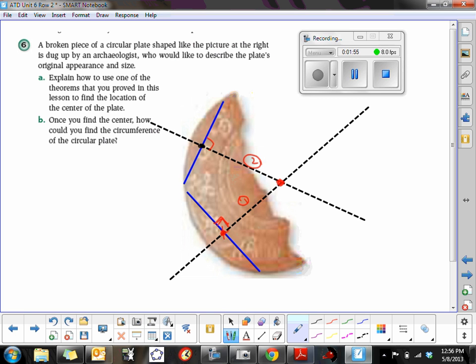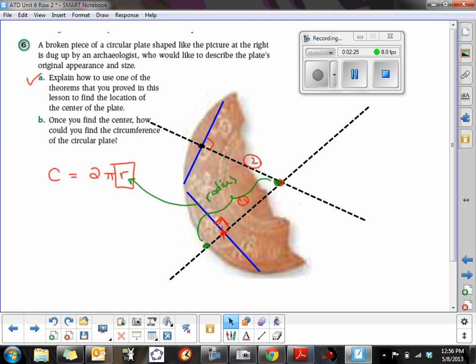Question B, once you find the center, how can you find the circumference of the plate? You have to recall the formula for circumference is 2 times pi times the radius. So what we really need to know is the length of the radius. In order to find the length of the radius, we want to find the distance from the center to the edge. Since we already have our perpendicular bisectors drawn, we'd take our ruler and measure that radius, and whatever that radius is, we'd plug into the formula and calculate the circumference. Okay, so really that's all we need to do to get problem number 6 accomplished.